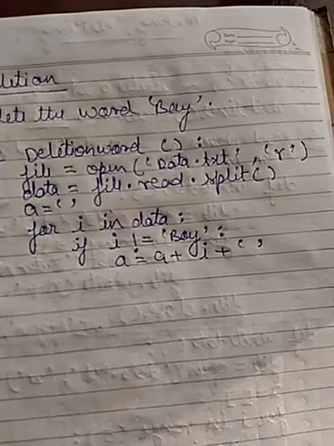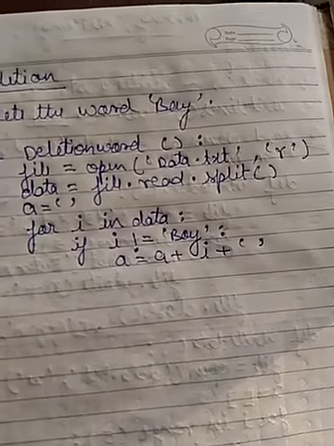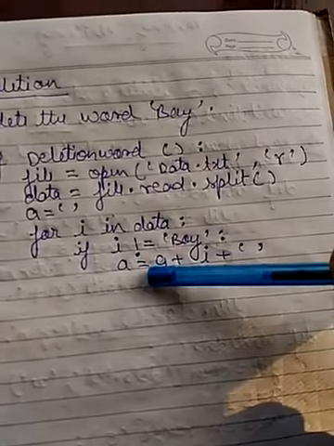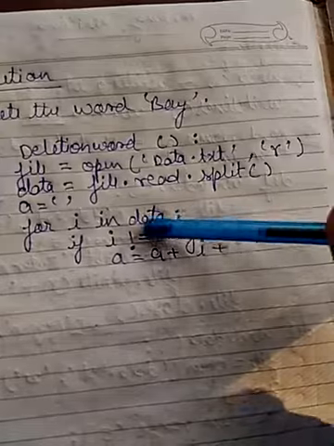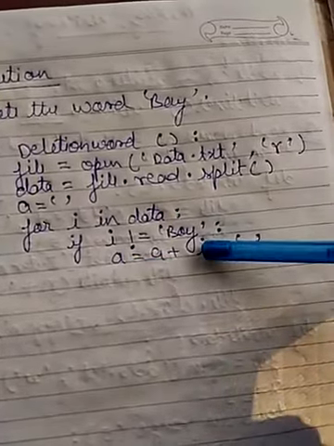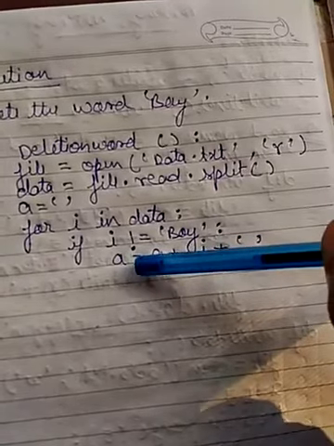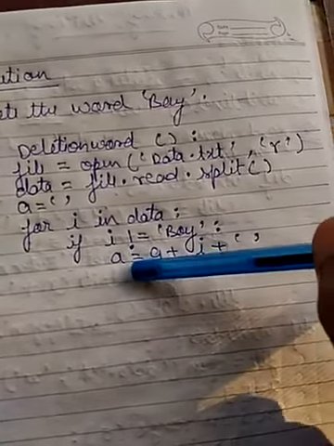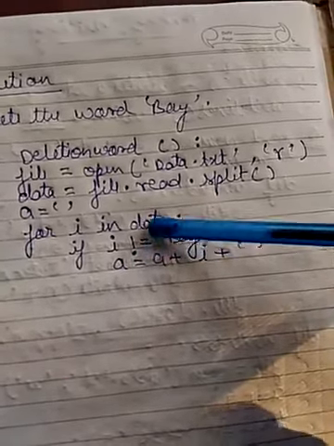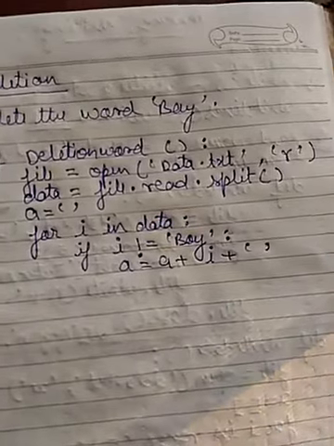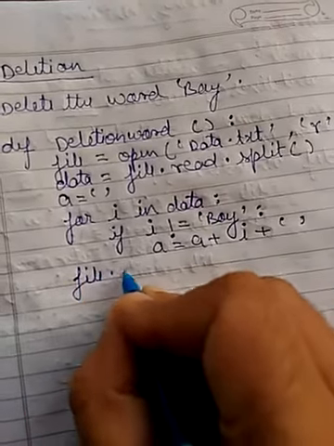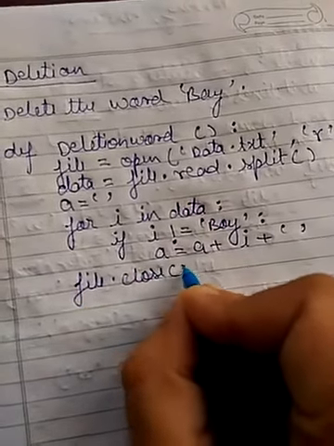Suppose the file has the content: this boy is good. So first this word is here, then boy is here. Now boy will not be concatenated with A, is will be concatenated and good. Now in this A string, the sentence will be: this is good. Boy will not be there because we have written the condition i is not equal to boy. Again close the file, file.close().